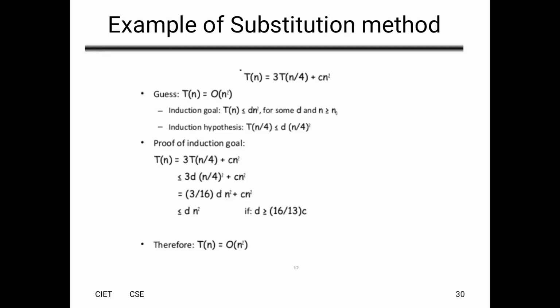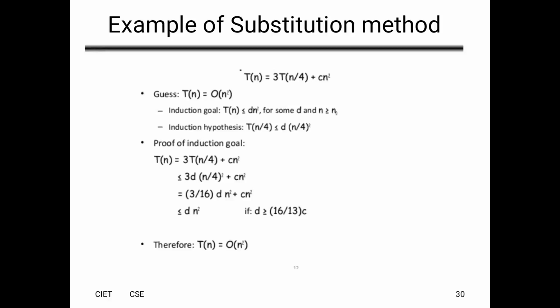So the proof for the induction goal is T(n) = 3T(n/4) + cn². So that is less than or equal to 3d(n/4)² + cn². So the final output, the final time complexity for the given substitution method, is T(n) = O(n²).